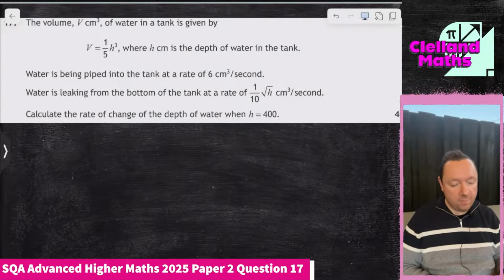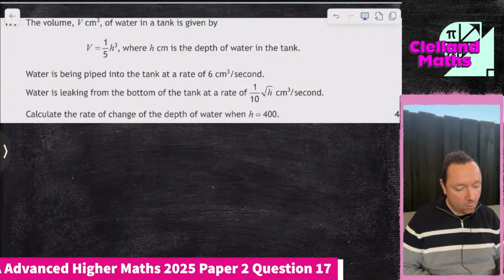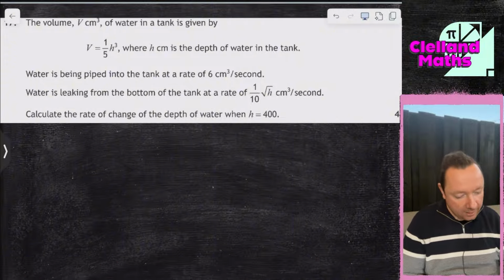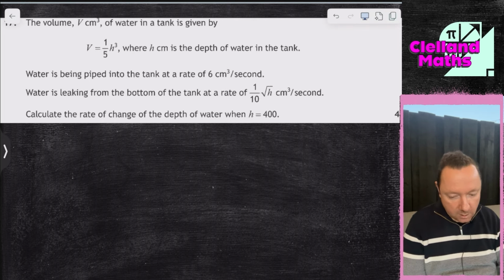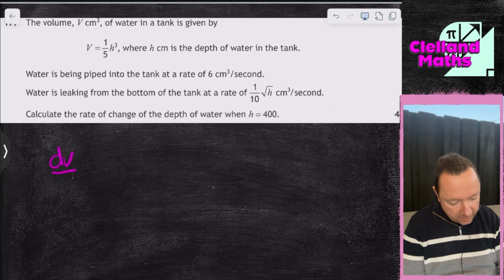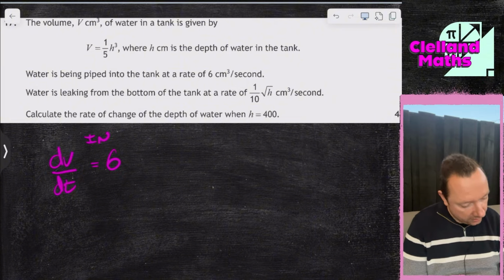Basically, Advanced Higher Maths 2025, Paper 2, Question 17. The volume of water in a tank is given by V equals a fifth h cubed. Water is being piped into the tank at a rate of 6 centimeters cubed per second. What does that mean? Volume per second, rate, dV by dt in some way equals 6. That says in. Leaking out at a rate of 1 over 10 root h.